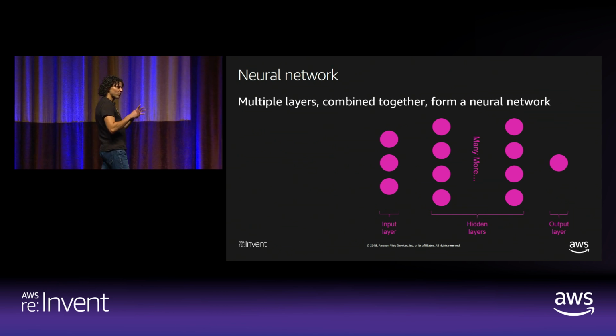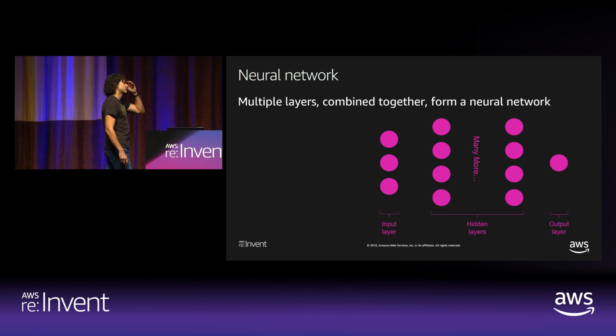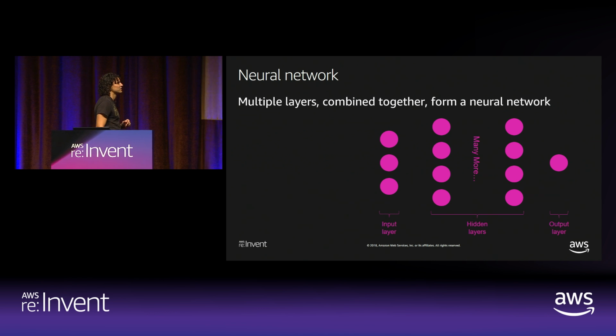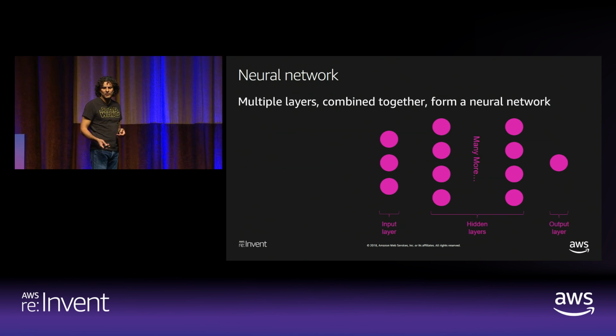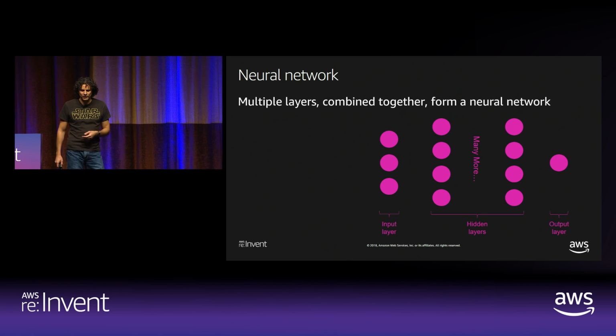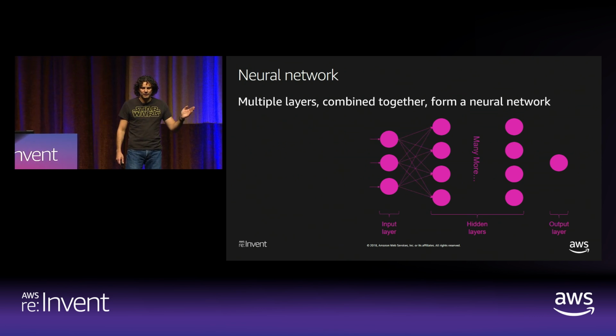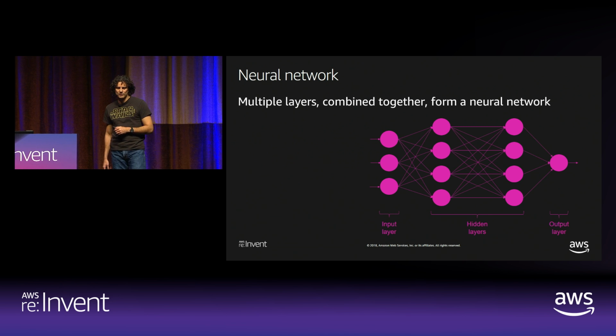So, there are more layers. I won't go into more details, but these are really important layers to understand. And neural networks are really multiple layers combined together, stacked together, they form a neural network. And the flow of data is sequentially through these layers.